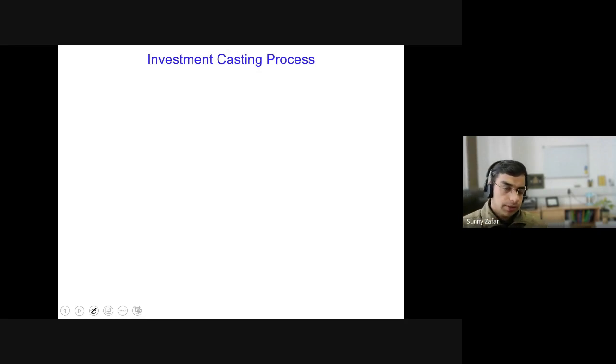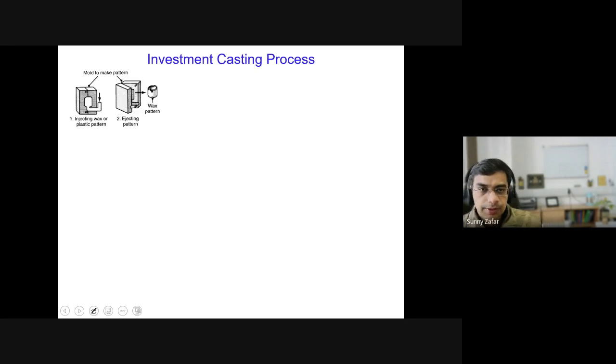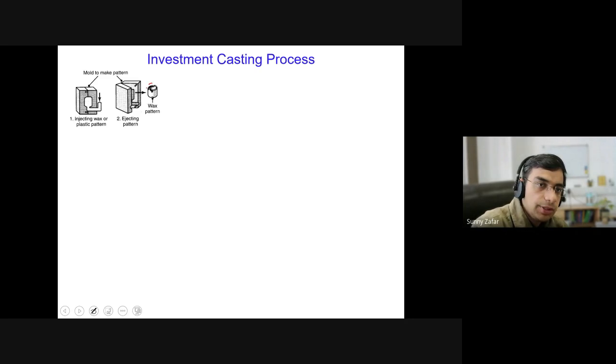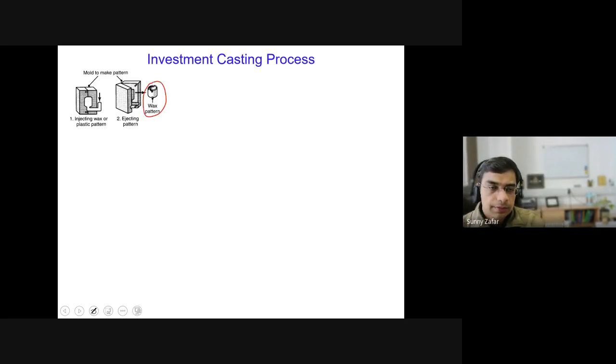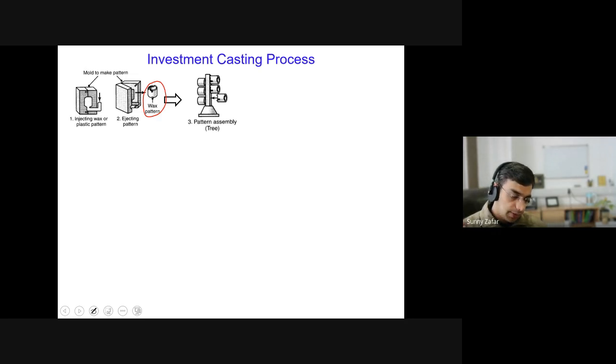So coming now specifically to the investment casting process. The investment casting process is a two-step process. The first step is to create a wax pattern. The wax pattern can be created using a permanent mold, by an injection molding process, where you inject molten wax into that mold to create a wax pattern as shown here. This is almost the first step. Then you assemble these wax patterns on an assembly tree. This means that the process can produce multiple products in one go. So that satisfies the economic condition of selection of this process.